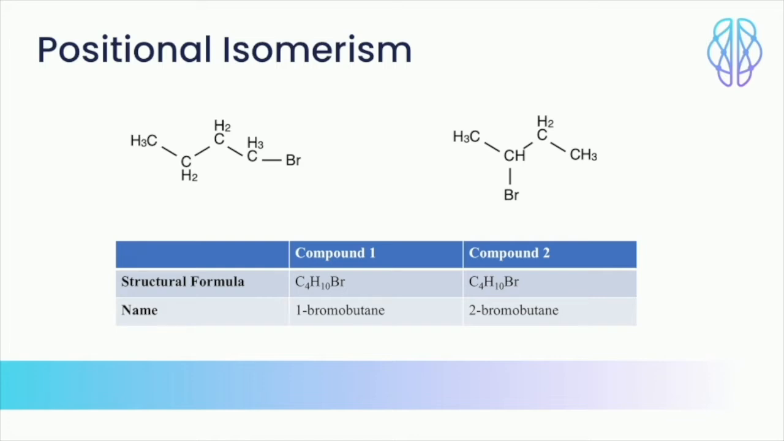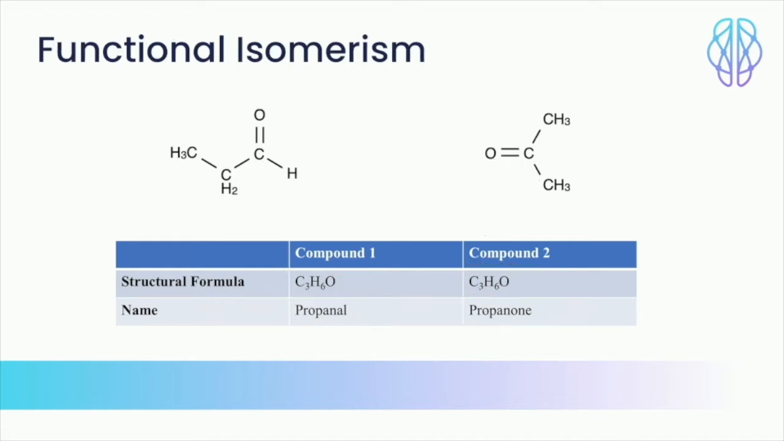Recall from our video on naming that the functional group, in this case bromine, can take different positions on the carbon. In this case, it's on the first carbon. In this case, it's on the second carbon. Again, both of these compounds will have the same formula. However, there's a big difference when we write out their names and also when we draw out their structures, as clearly highlighted.